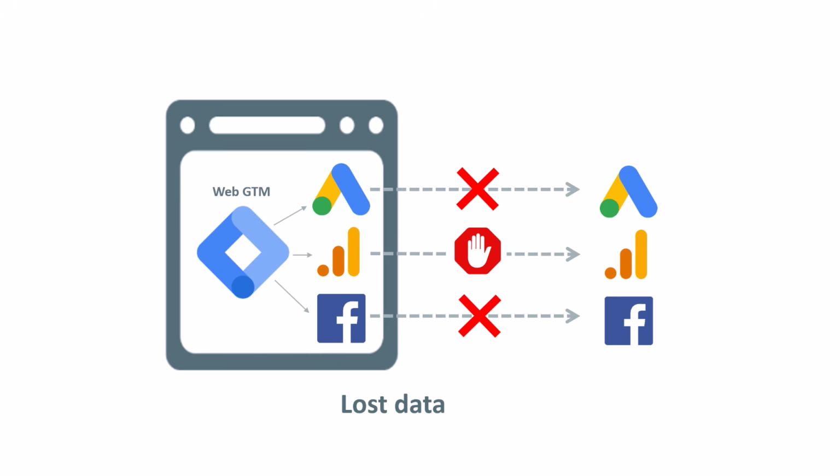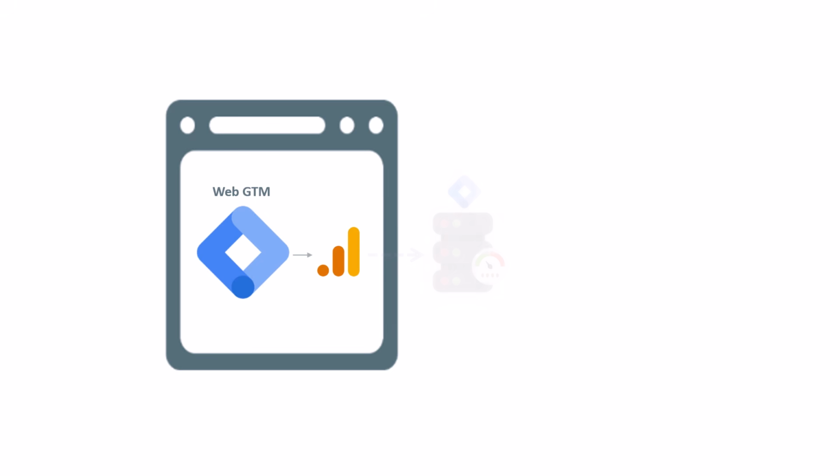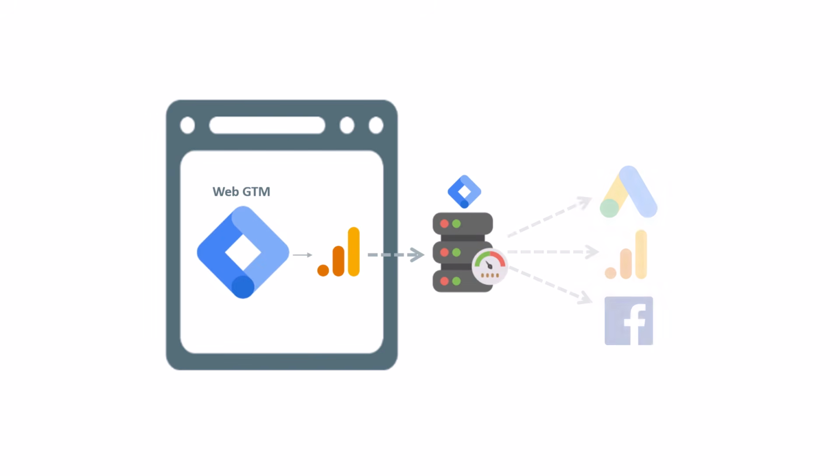Server-side tagging introduces a different approach. Instead of loading all tracking codes in the browser and sending requests directly to those vendors, you first send data to your own server. There, it processes the data according to your configurations and forwards it to various destinations, such as Google or Facebook. There are three primary reasons to use server-side tagging.